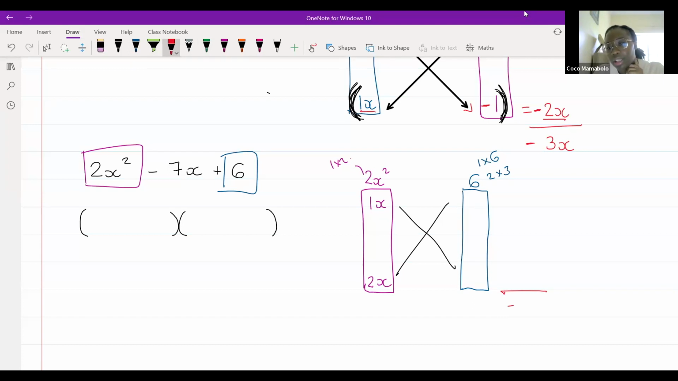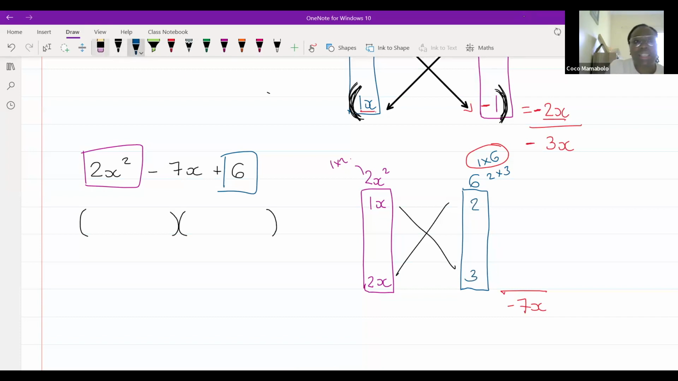-7. -7 what? X. Beautiful, -7x. So I want you guys to choose. You can either start with 1 times 6, put the 1 here, put the 6 here. If that doesn't work, swap them around. Put the 6 here, put the 1 here. If those two numbers don't work, then we remove them and then we try 2 and 3.